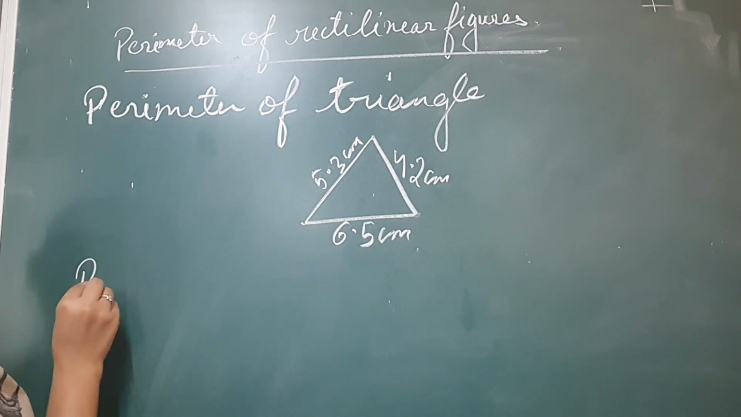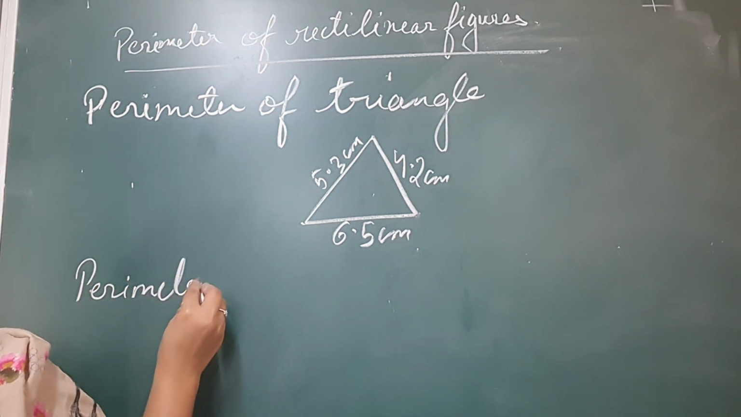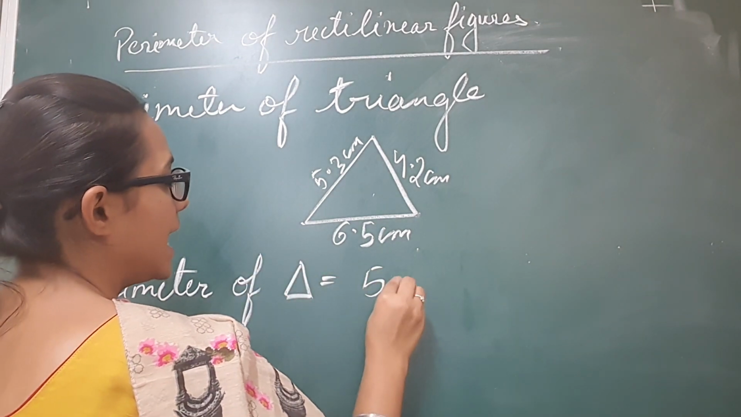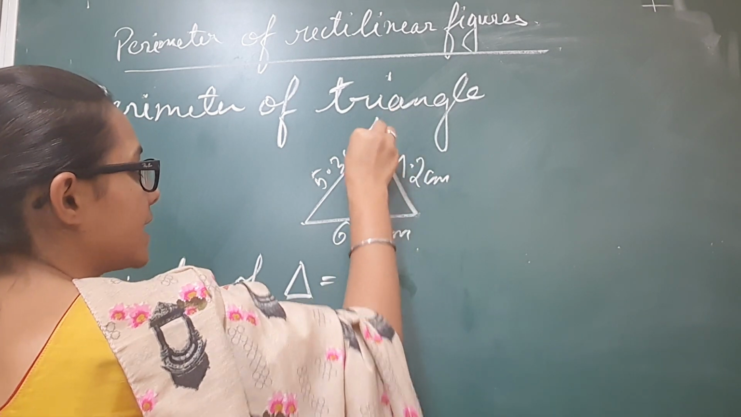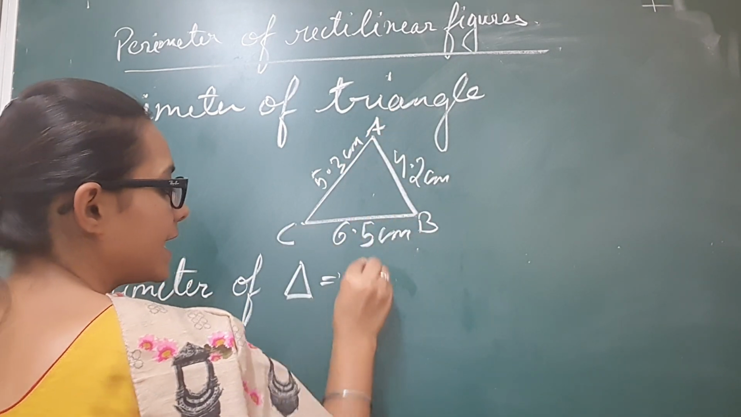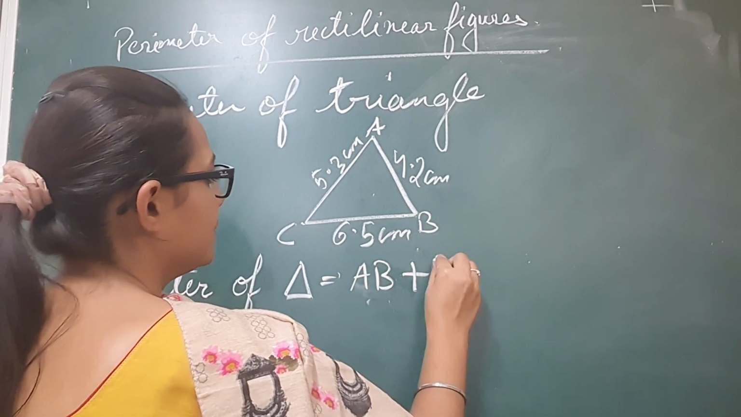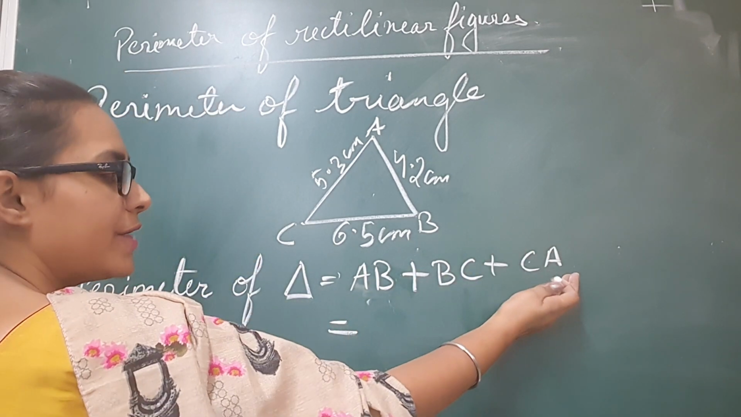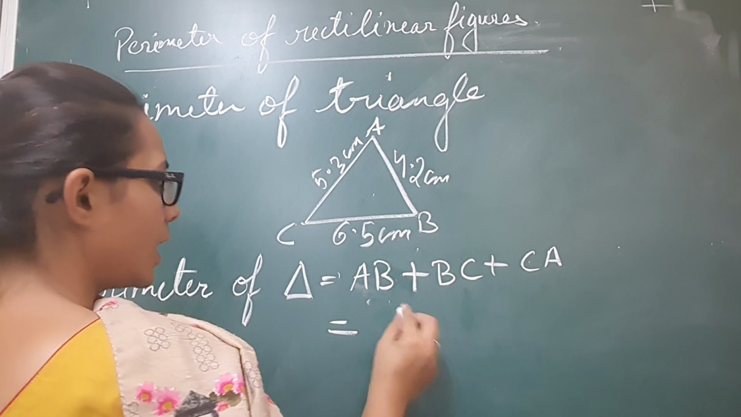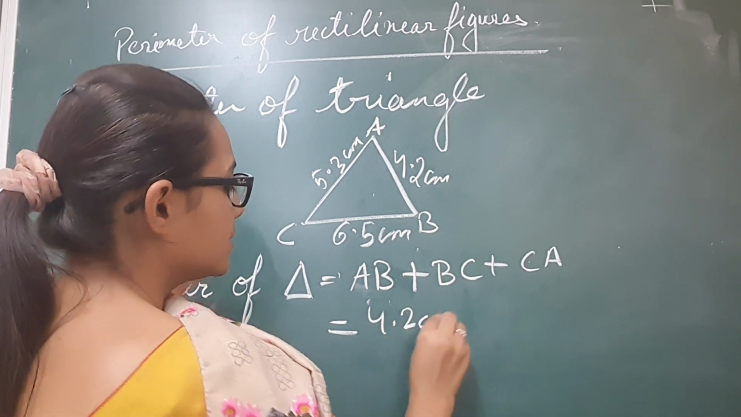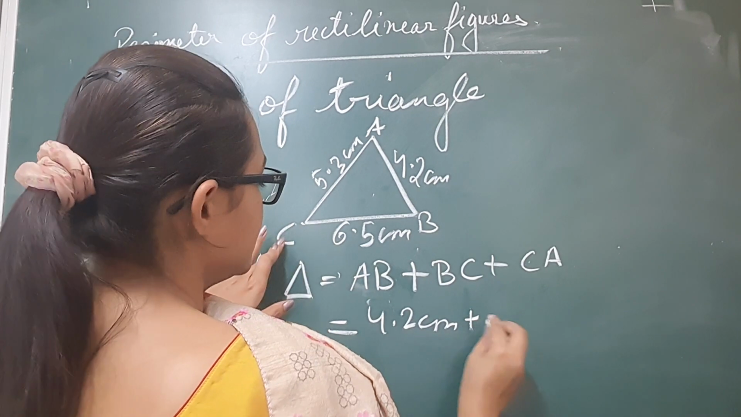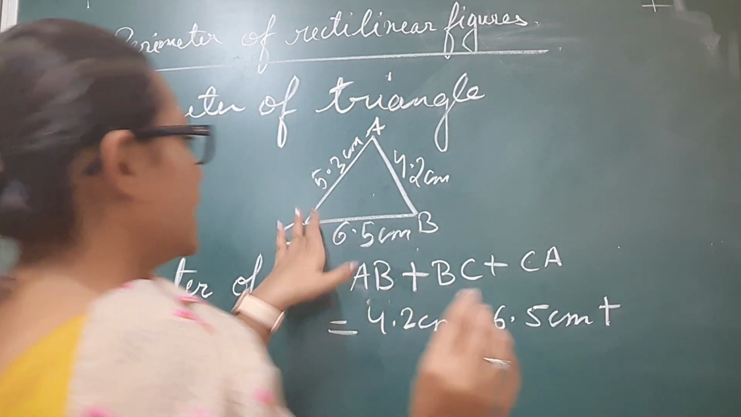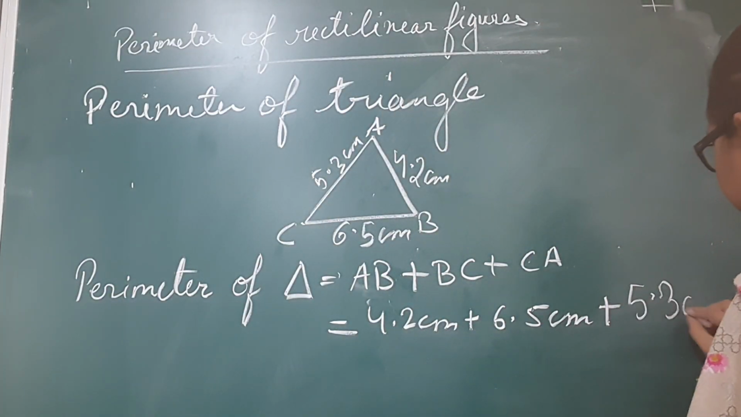So perimeter of triangle is equal to, you have to add all these sides. Suppose these vertices are A, B and C. So you will add AB plus BC plus CA. CA you can also write as AC. So AB is 4.2 centimeter plus this BC is 6.5 centimeter plus CA is 5.3 centimeter.